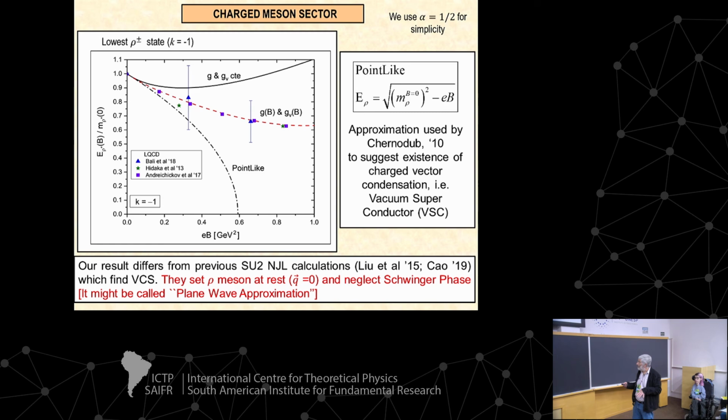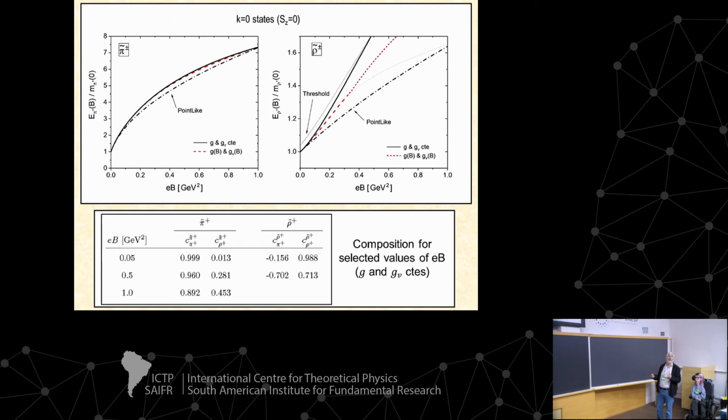Well, this is for the pion. This is the lowest pion, which now is mixed with a rho. And here I show the composition. But again, you see that it's basically pion. This pi tilde is basically the pion. But for a magnetic field of around 0.2, you already have some non-negligible rho plus component.